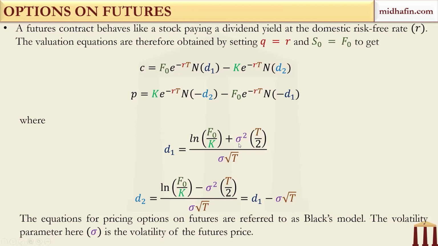And here, if you look at it, it's sigma square by 2 times t. Slight variation. It's just the same thing. Sigma square times t by 2. I can also write it as sigma square by 2 times t. Both are the same thing. So just a slight variation and you get all the formulas.